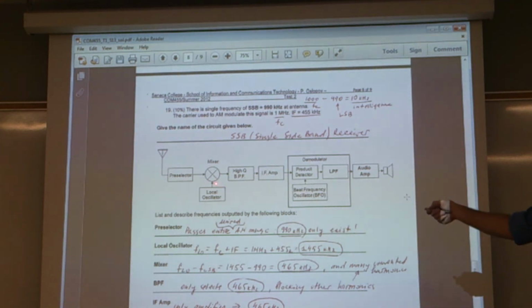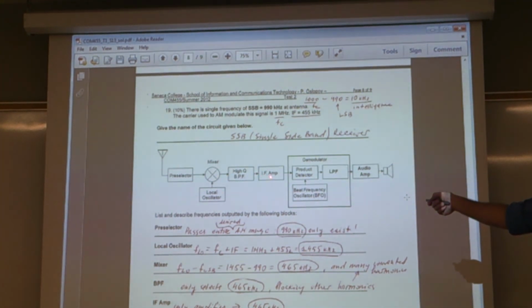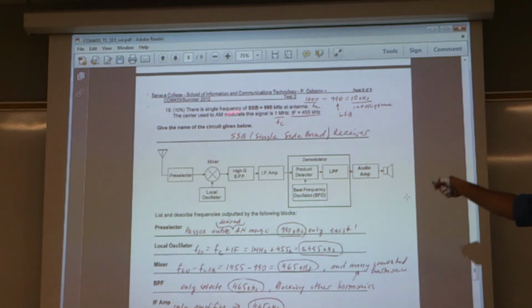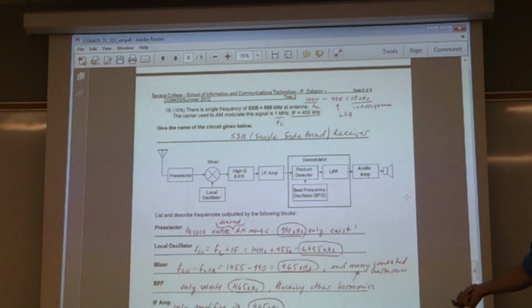Now, this is the IF amplifier. That baby deals with 455, intermediate. And if I know that it's 990 here, and I know 455 here, what frequency? Again, just simple arithmetic.